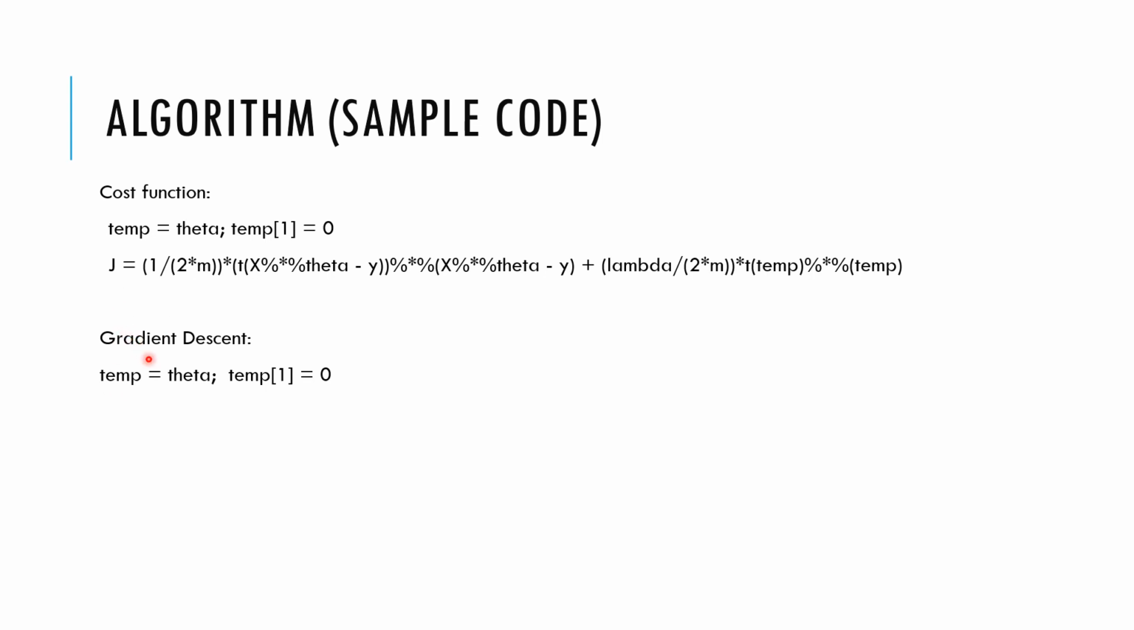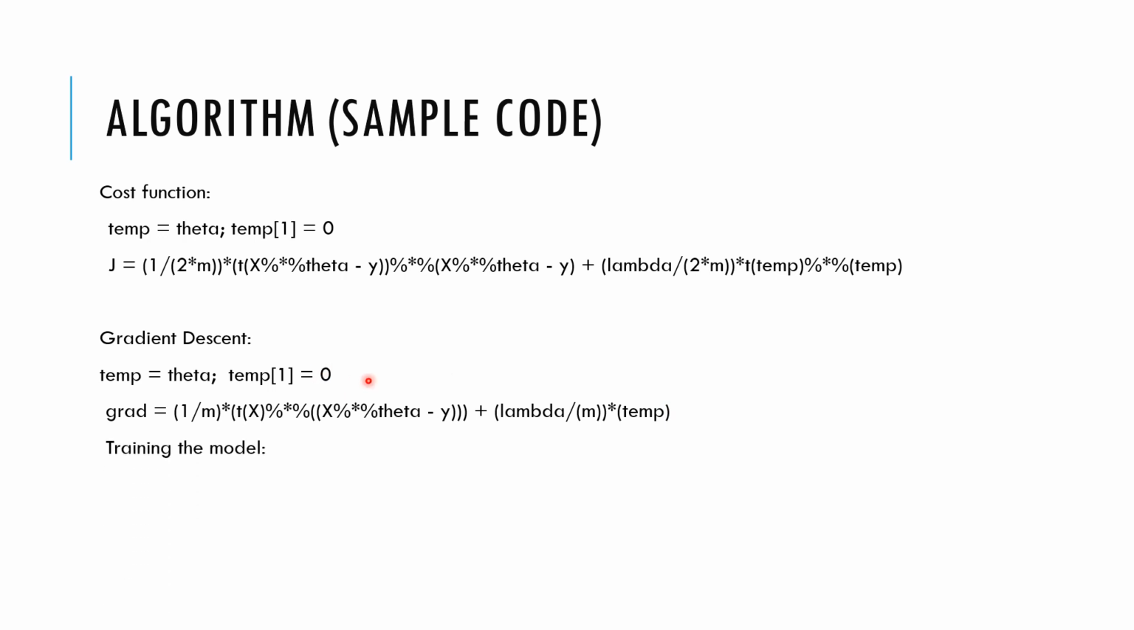And then again we do the same thing for gradient descent. So we calculate the grad: 1 by m into transpose x into theta minus y. Now again, if you remember, the x was on this side, but because of the dimensionality I've used the transpose of x. There's no transpose of theta here. Here also, if you see, there's no transpose of theta, because of the dimensionality and because it is a vectorized form. Plus lambda divided by m into temp. Again temp, because we are not regularizing the intercept or the bias term.